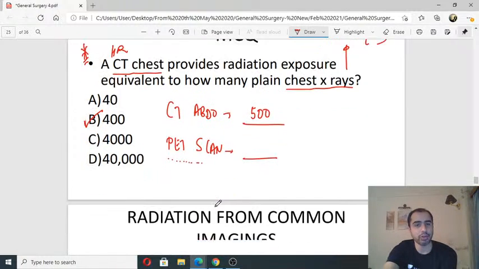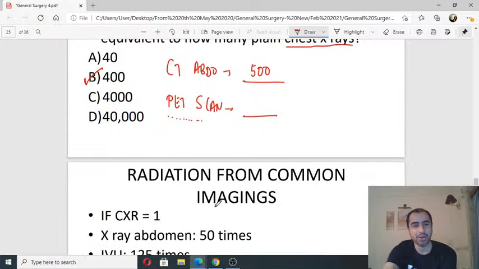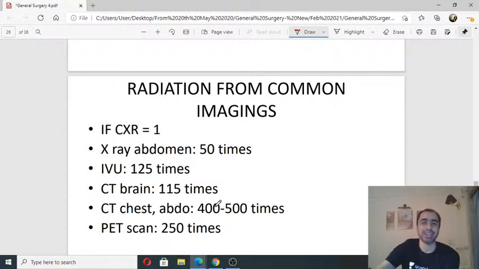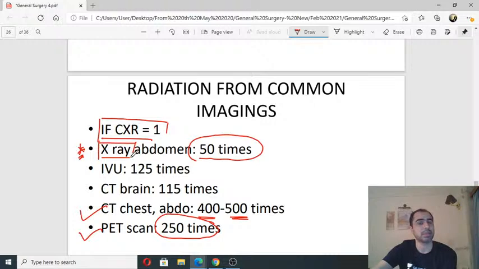I'll show you all the important ones. 2 times, 1000 times. Wow. No, no, no, no, no. It's not like that. Chest X-ray is 1. CT chest and abdo 400, 500. PET scan is 250 times. And the clincher is X-ray abdomen 50 times. X-ray chest, both are X-rays, but chest compared to abdo is 50 times.